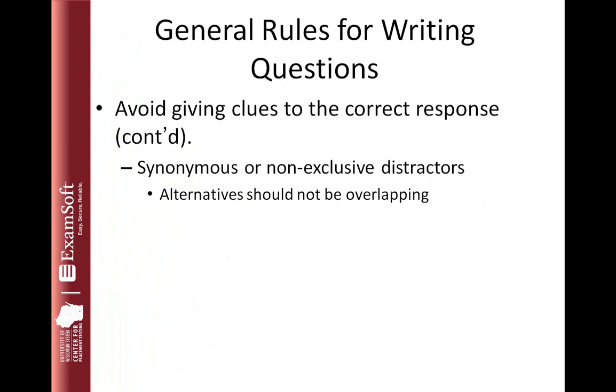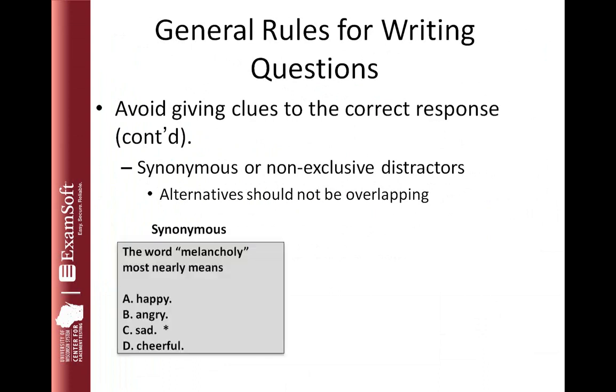And the final way that we may actually give away clues to the correct response is having synonymous or non-exclusive distractors, or alternatives that actually overlap. This is especially true in the correct answer format, where we're asking examinees to pick the one correct answer. So this first item, the word melancholy most nearly means: happy and cheerful are synonyms. And if the examinee knows that there can only be one correct answer, then they know it can't be both A and D, they can rule those out.